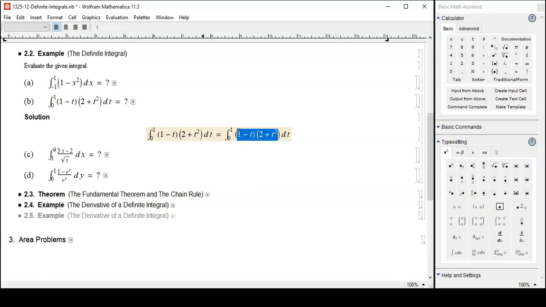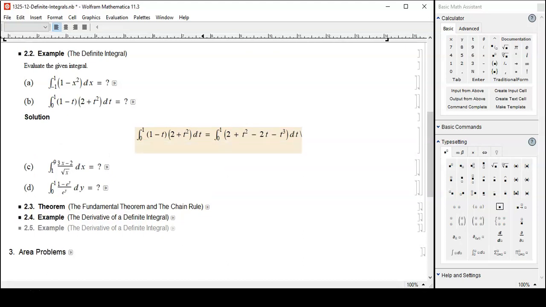So break it up. First, 1 times 2. Outside, 1 times t squared. Inside, negative t times 2. And then last, t to the 3rd power. Did I break it up correctly? Okay, that was the first step.